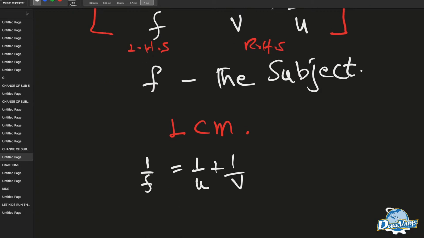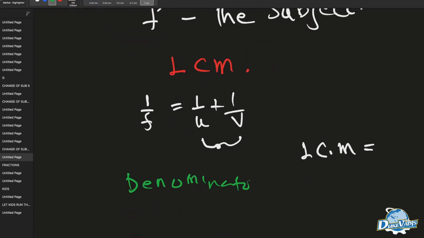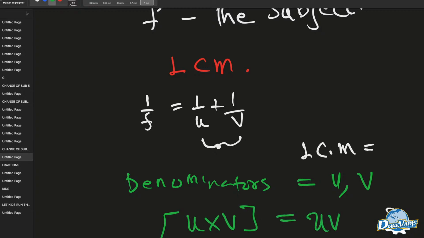So when we look at this, we see that our LCM, how do you find it? We multiply the denominators. Over here, the denominators are u and v. So our denominators are u and v, and I'm going to multiply the denominators. So u times v will be uv. So that is the denominator.